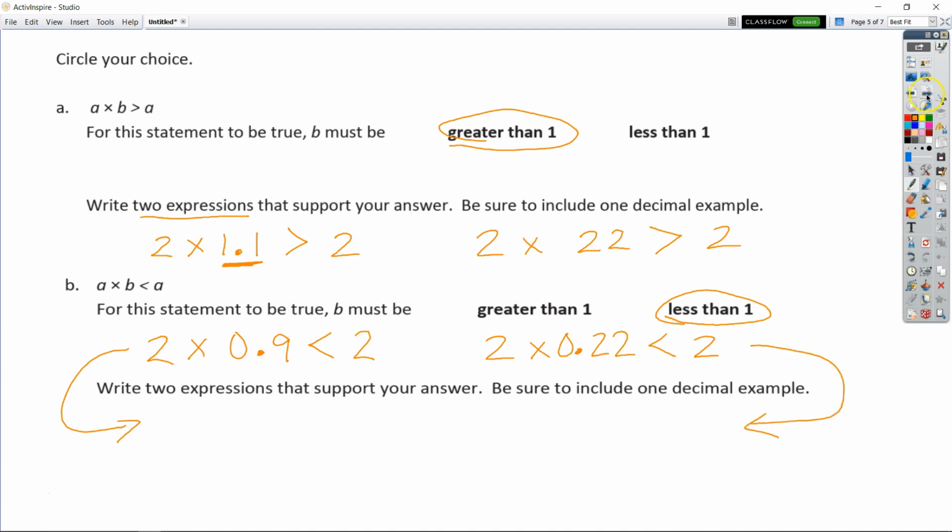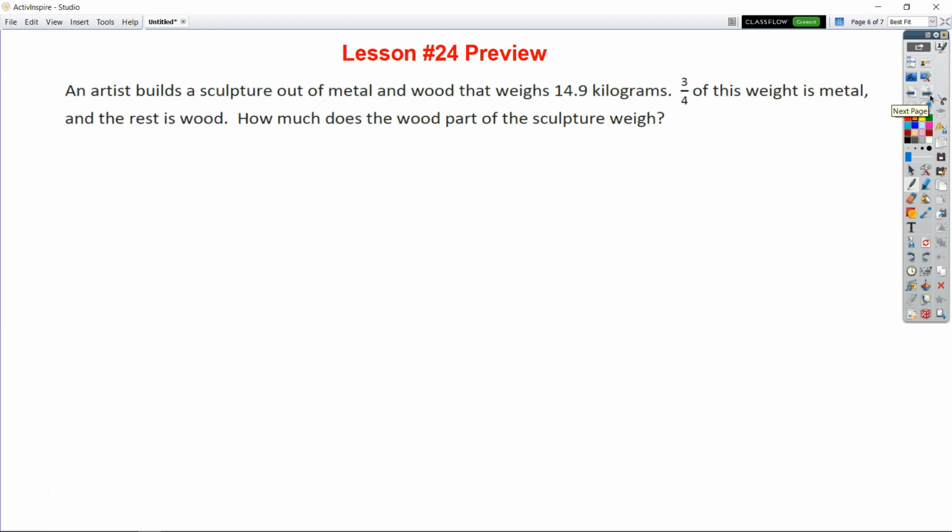All right, so this is a preview of that last problem. We finished the homework. Now we're just previewing for lesson 24.